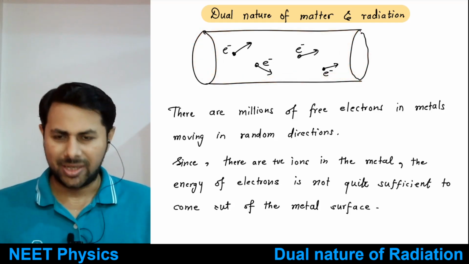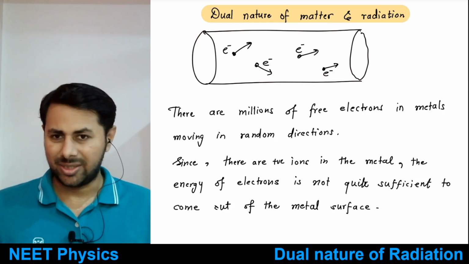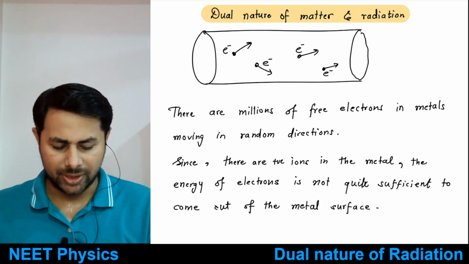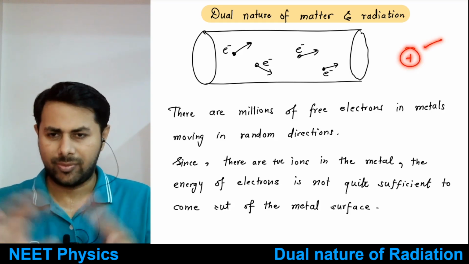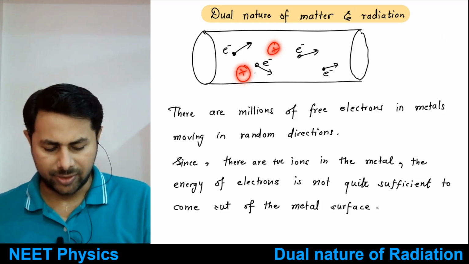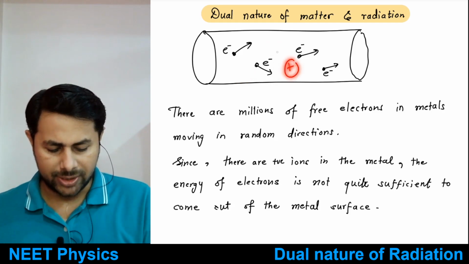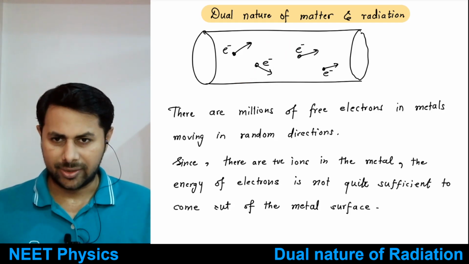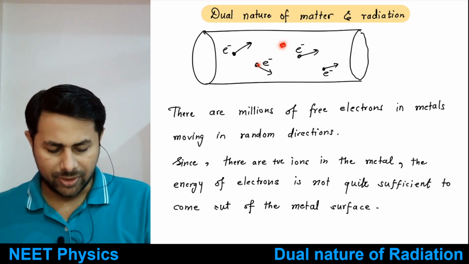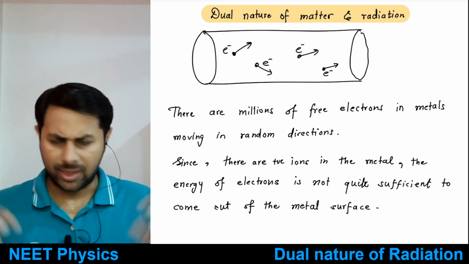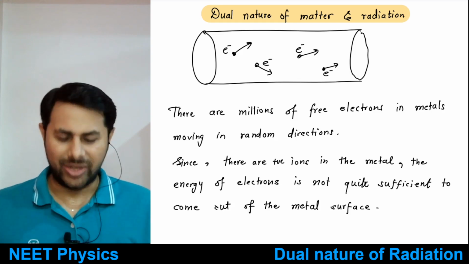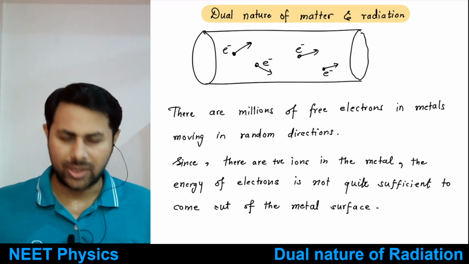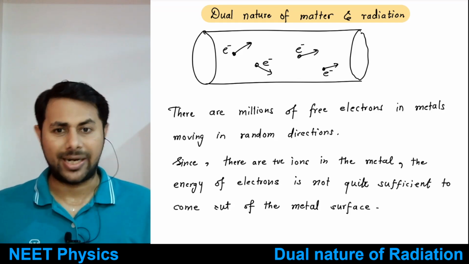So now you might ask, if electrons are free, why don't they come out of metal surface? The reason for that is the electrons are still in a positive potential, because if an atom loses an electron, the atom will have a positive charge. So there are numerous atoms there, millions of atoms which have a positive charge. Electrons are surrounded by these positively charged atoms, you can call them ions. So that's why the electrons don't have sufficient energy to come out of the metal surface, to overcome the potential barrier due to these positively charged atoms.